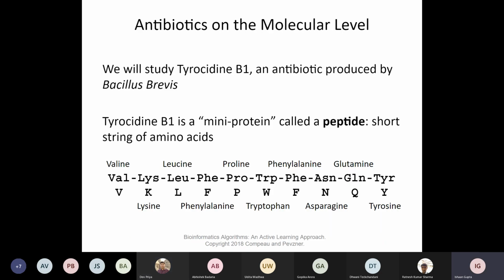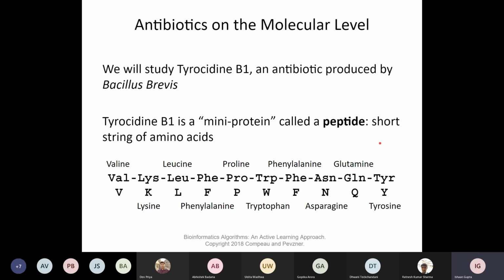Okay. Yes, sir. Actually, most antibiotics are short peptides. So they are essentially short peptides, which essentially means that they are a combination of amino acids which are joined together by the peptide bond. Here is an example of an antibiotic, tyrosidine B1, produced by the bacteria Bacillus brevis. And because they are short peptides, they're often called mini proteins. So here is the sequence of this antibiotic. It's about 10 amino acids long.